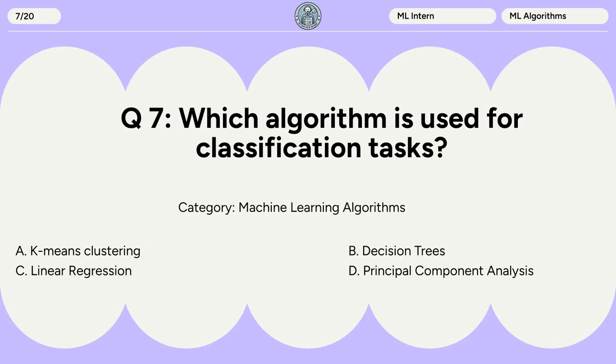Question 7. Which algorithm is used for classification tasks? A. K-means clustering. B. Decision trees. C. Linear regression. D. Principal component analysis.